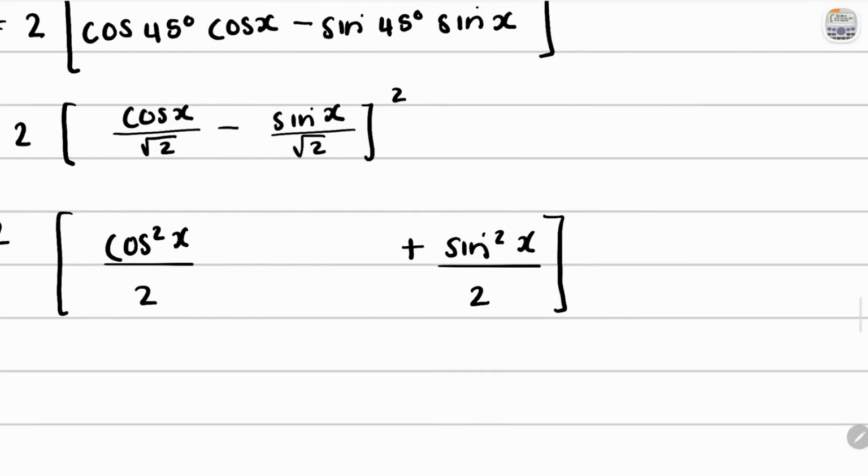Now, the middle term, you're going to take cos x over square root 2 and multiply it by negative sine x over square root 2.